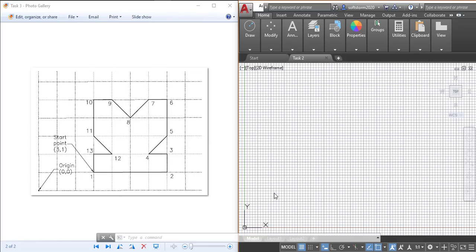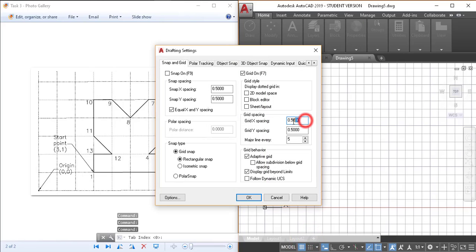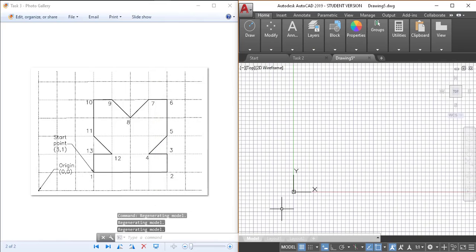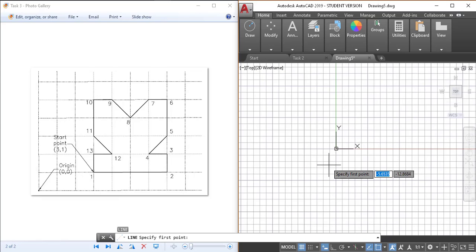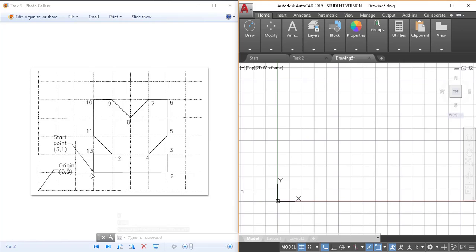Okay, so first of all we have to adjust the grid settings 1 by 1 and we will start the drawing. So once again the grid spacing is 1 box for x-axis and 1 box for y-axis. The start point is 3, 1. First of all we will do it in absolute coordinate system.